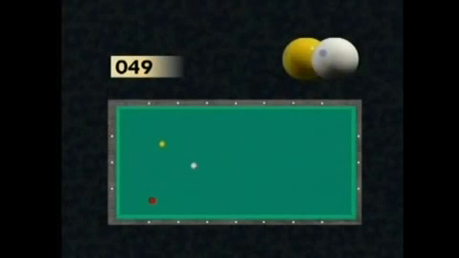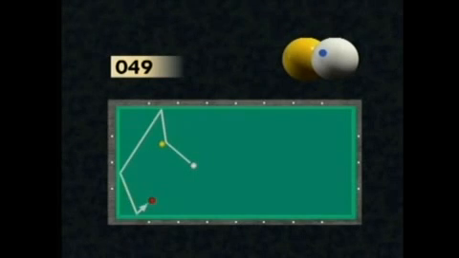This cut shot is played simply by hitting the target ball at about 1/2, by hitting above the center of the cue ball. Here again, we find the principle of the natural reflection.